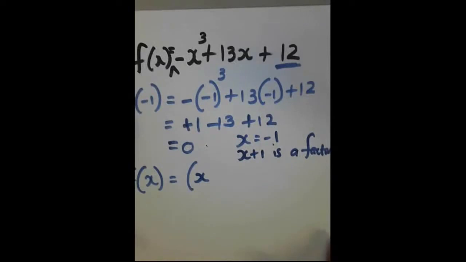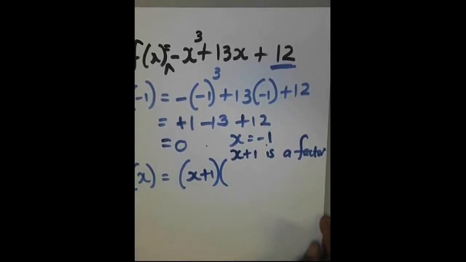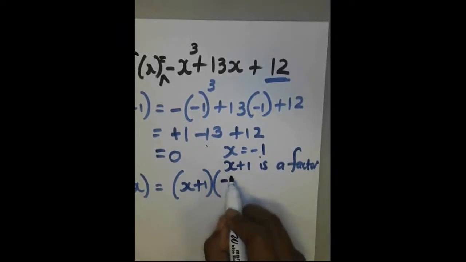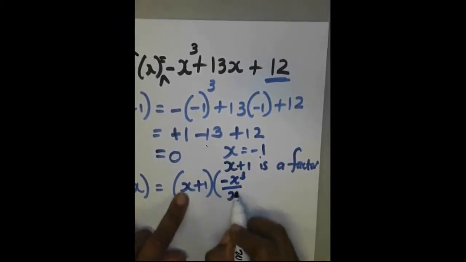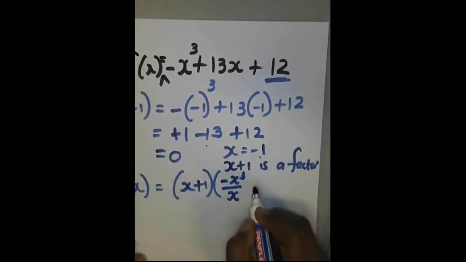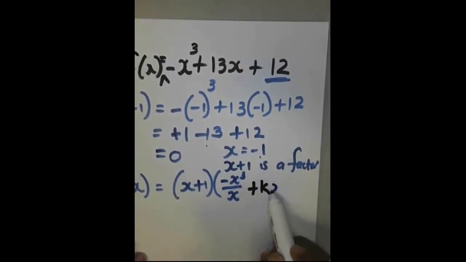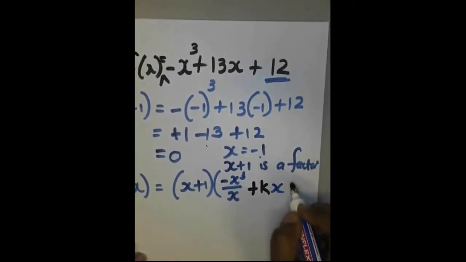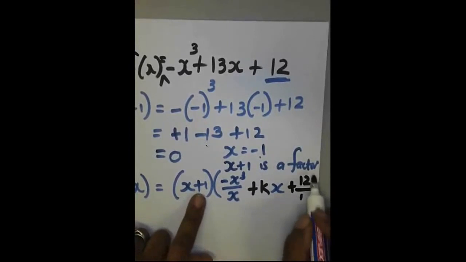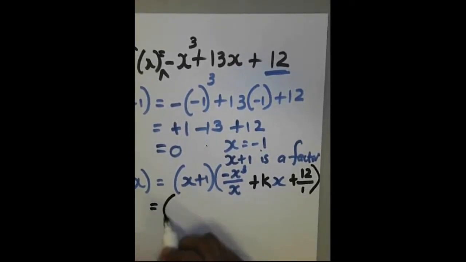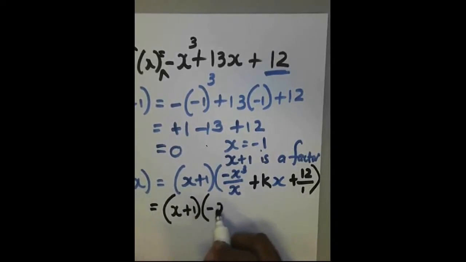Now, if x plus 1 is a factor, then I can find the rest of the factors by using synthetic division. I can also find them by using inspection, like I'm going to do. There are other ways to find the factors, but the fastest for me is by inspection. So what I do is, I take negative x cubed and divide it by x. Then I add on a term, some factor, and I take my last term and also divide it by the first term over here. Now, if you're not familiar with inspection, do it the way your teacher taught you.